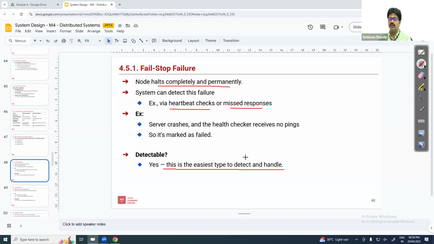How do you handle it? The system is fully not responding, and we can't go and repair it and bring it back. So leave that, mark it as failed in your cluster, take it out, and start another new machine. That's one failure.